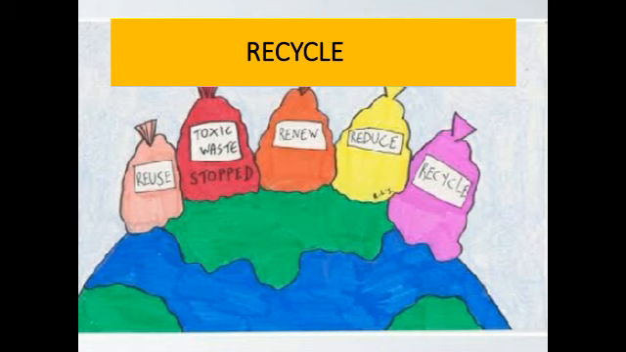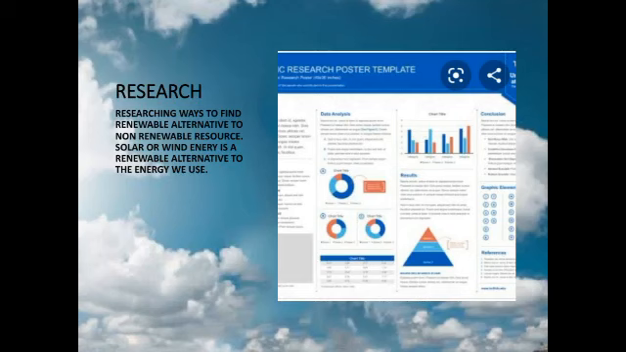The next point is recharge. This refers to taking steps to allow the resources to grow through conscious human efforts. Rainwater harvesting efforts recharge groundwater. Afforestation recharges tree stocks and the biodiversity. The next point is research. Researching ways to find renewable alternatives to non-renewable resources. Solar or wind energy is a renewable alternative to the energy we use.